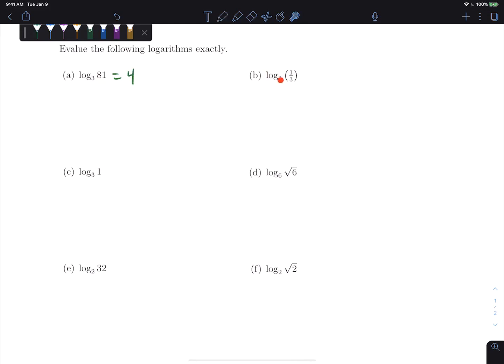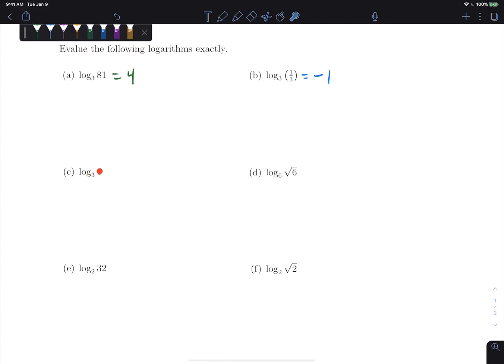Same thing for letter B. 3 to what power gives you 1/3? Notice that they're opposite, so one's greater than 1, one's less than 1. So that means that we're going to get a negative out of this. So ask yourself, 3 to what power gives you 3? Well, 3 to the 1st power gives you 3. So it means log base 3 of 1/3 is -1.